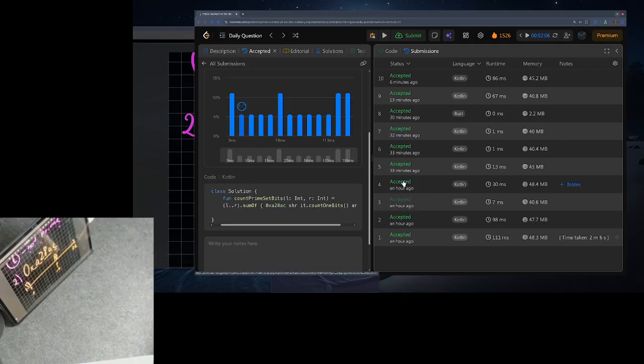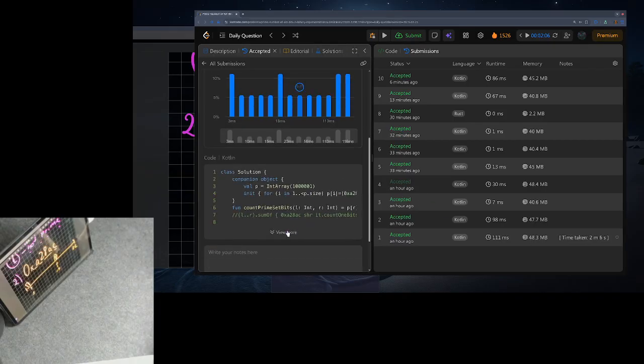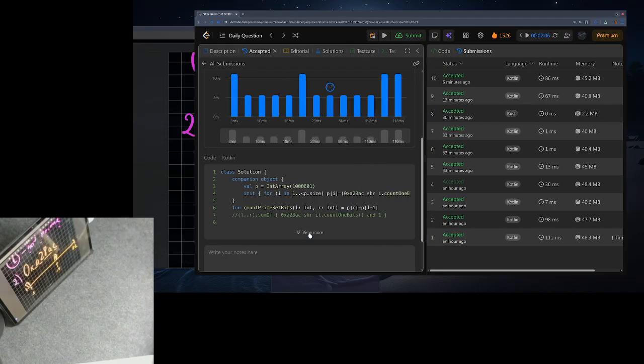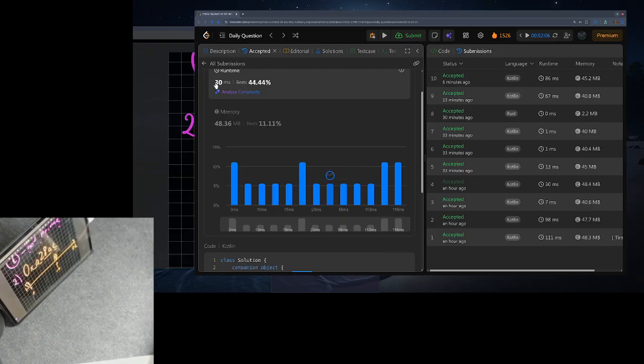Now let's look at other solutions. You can pre-compute an integer array of size 10 to the power of 6, but the time is not very good.